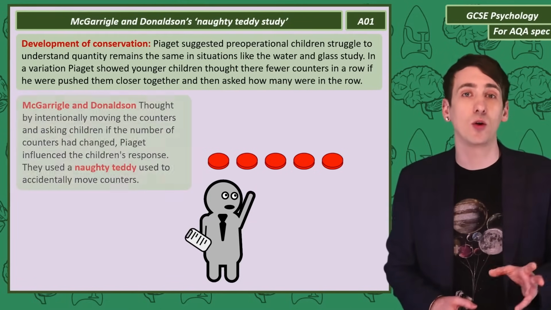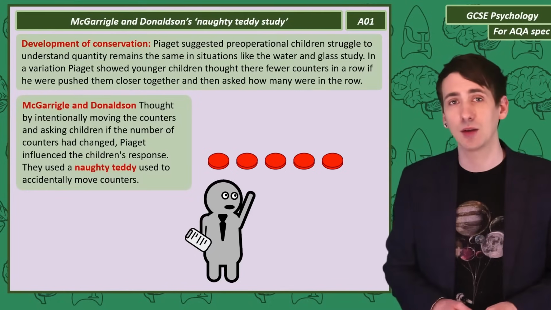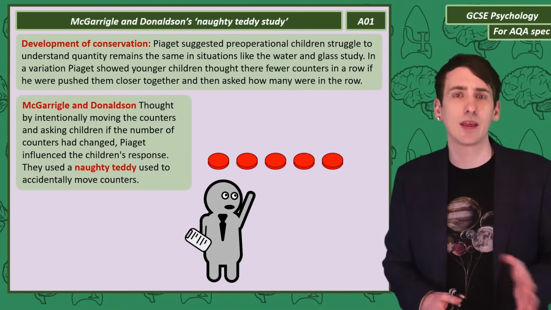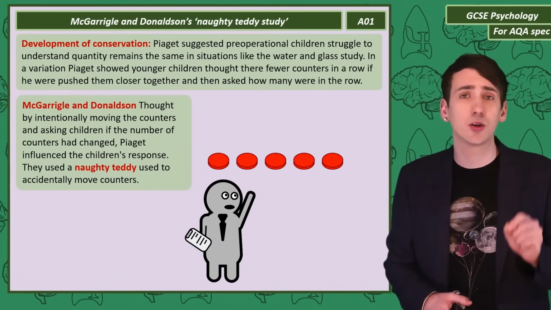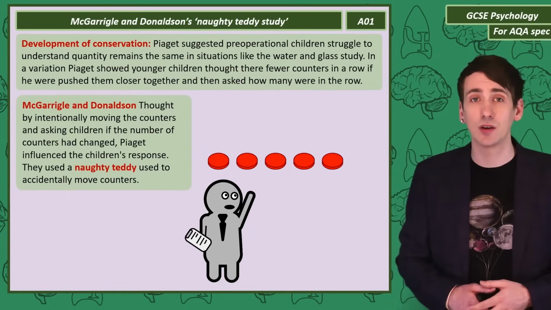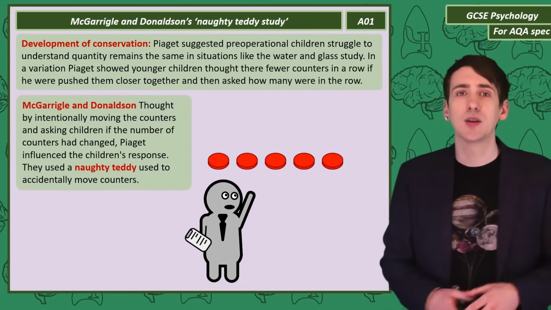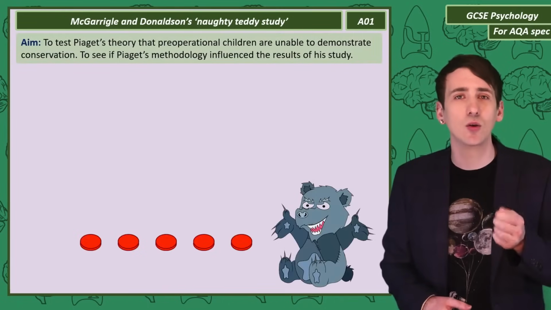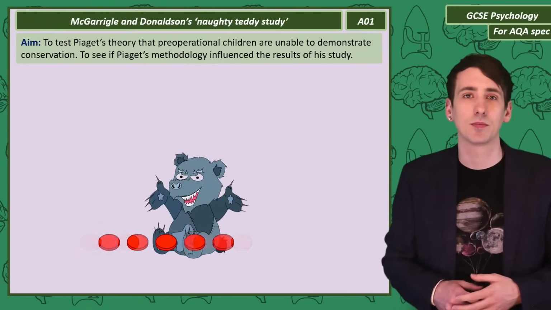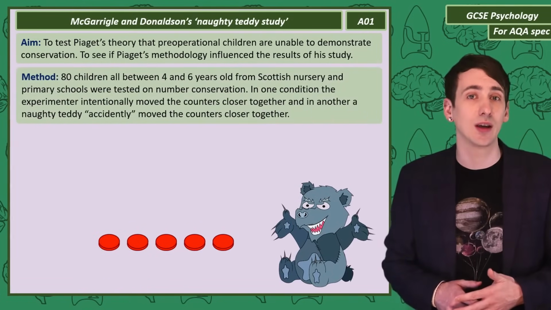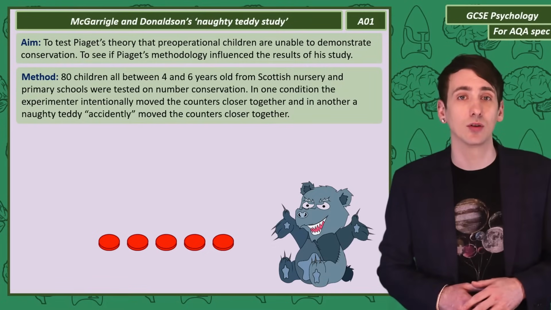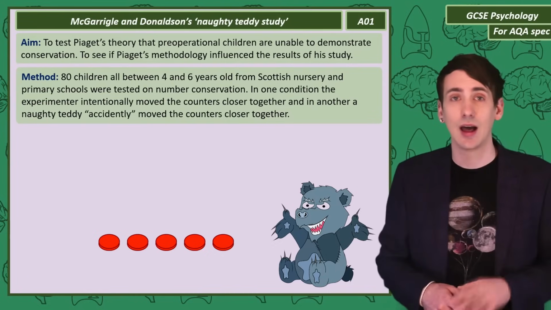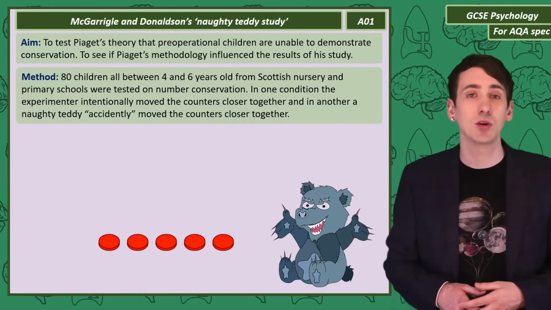While McGarrigle and Donaldson thought that the children seeing you intentionally moving the counters and then asking if the number of counters had changed sets the children up to say that they had. In other words, the children's behaviour was influenced by the actions of the researcher, so not valid. So they decided to set up a similar study, but instead of the researcher moving the counters, a naughty Teddy would do it accidentally. They used 80 children, all between 4 and 6, from Scottish nurseries and primary schools. In one condition, the experimenter moved the counters closer intentionally, and in another, the naughty Teddy accidentally moved them.